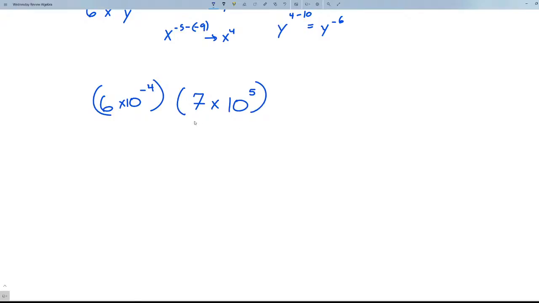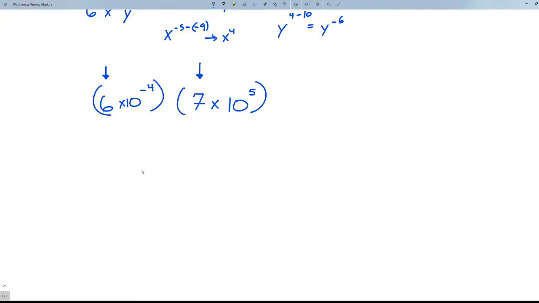What you're going to first do is look at the first factors. Remembering with scientific notation, your first factor is the numerical value out front. You're going to multiply them, 6 times 7. Or actually, let's look at this a different way.